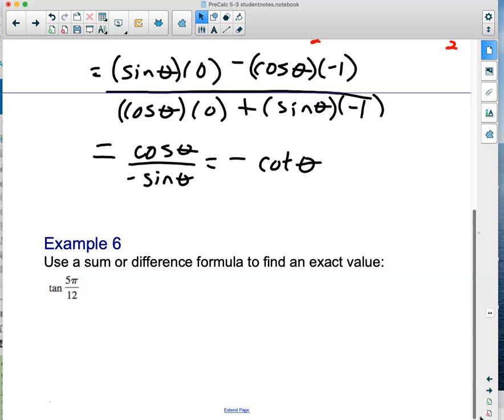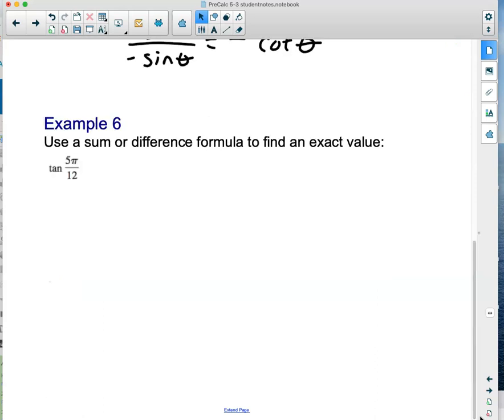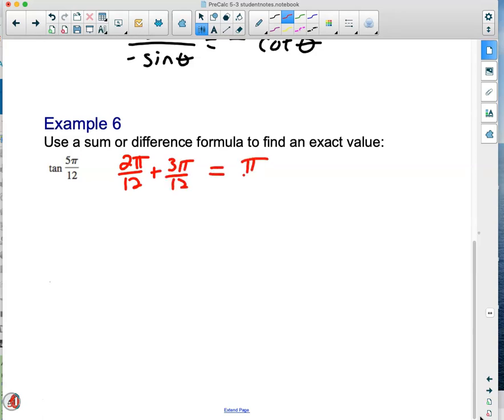So example 6 says, let's use it now. We want to use the sum or difference formula to find an exact value for the tangent of 5 pi over 12. So I start thinking, well, that would be 2 pi over 12 plus 3 pi over 12, which would reduce to pi over 6 plus pi over 4. So that would be a good one. But like we talked about yesterday, there are a lot of options here. In fact, you could use subtraction here by 2 pi over 3 minus pi over 4.